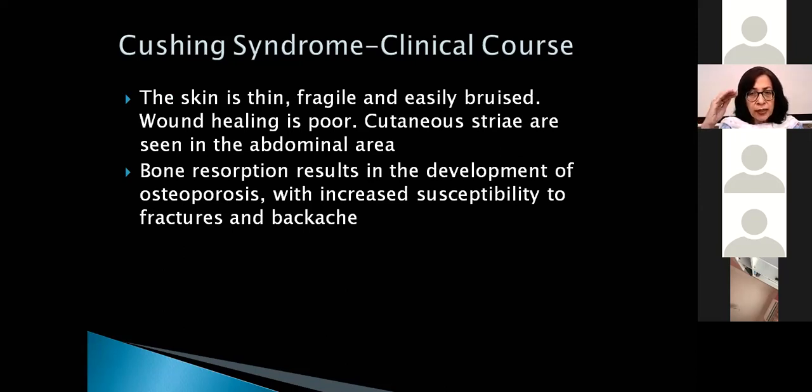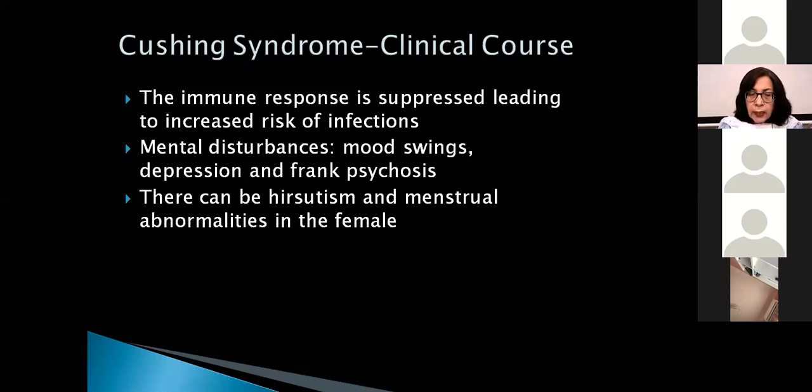Cutaneous striae, increase of ACTH. When there is increased ACTH, there will be cutaneous striae in the abdomen. Bone resorption results in the development of osteoporosis, with increased susceptibility to fractures and backache. The immune response is suppressed, leading to increased risk of infections. Mental disturbances, mood swings, depression, and frank psychosis.